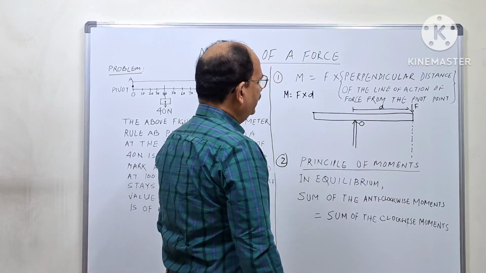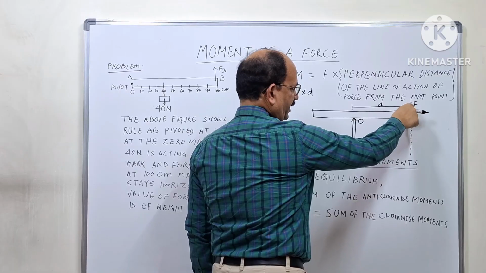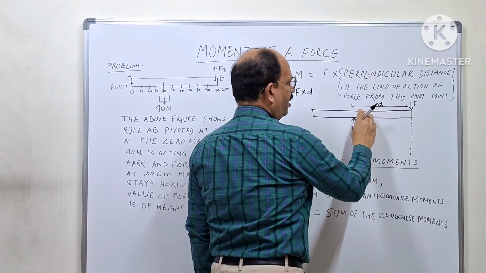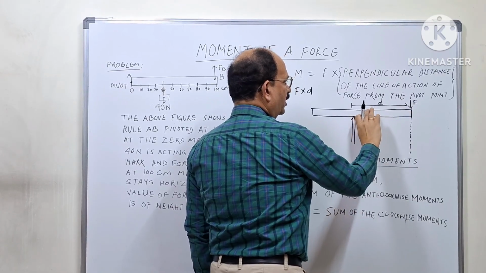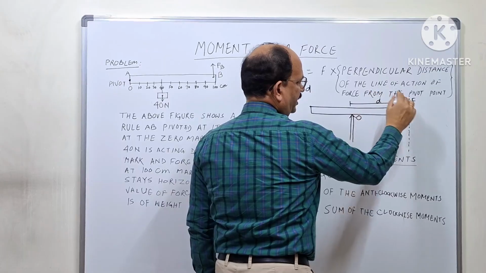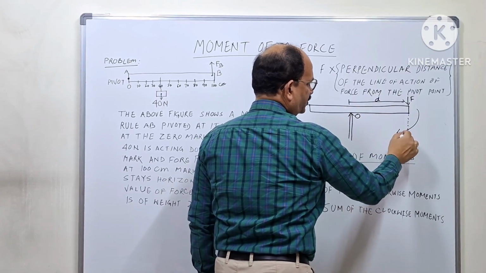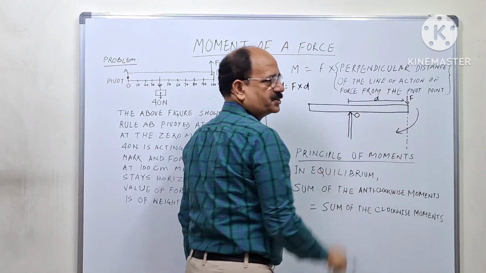Now, as you can notice, if I apply a force here in the downward direction, the rod will have the tendency to rotate downwards. That is in the direction of the clock movement. So this will be a clockwise rotation.